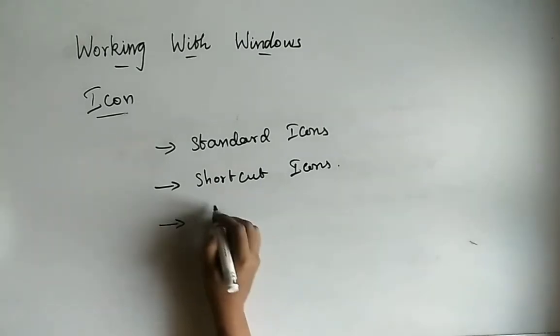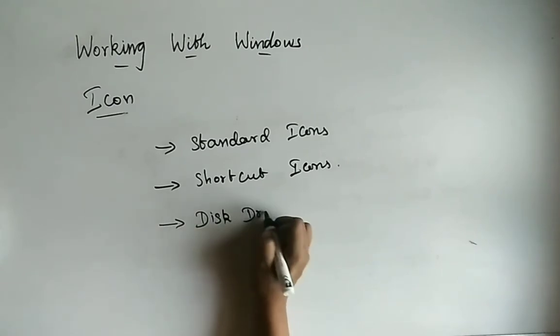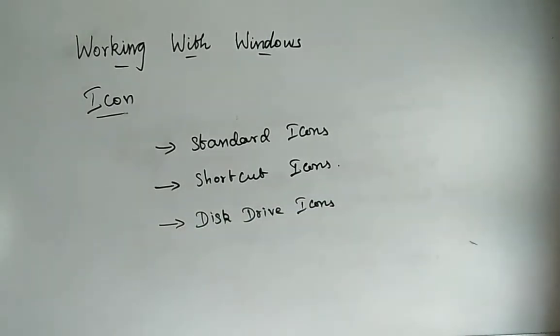Next, the third one is your disk drive icon. What are the drives? You will be having drives for the hard disk, next for CD-ROM or DVD-ROM, next for your pen drive, next removable storage, and network drives. If your system is connected with another system, you will be having your network drives. So clear with the topic? Totally how many types of icons do you have? Three. What are they? Standard icon, shortcut icon, and the next one is your disk drive icon.